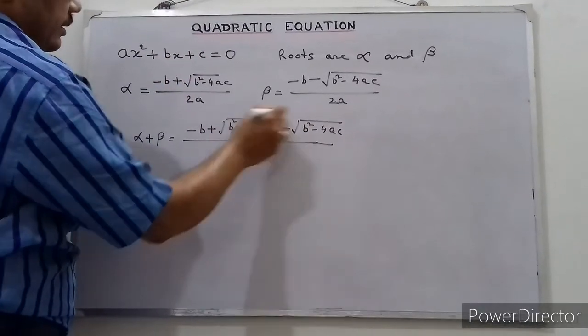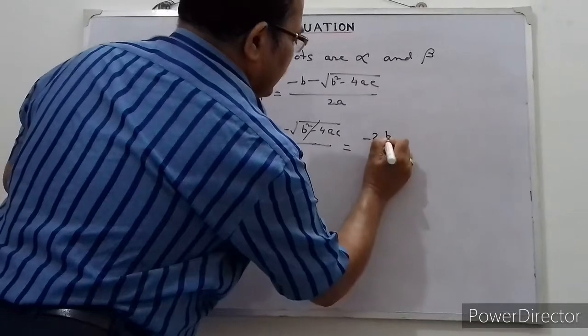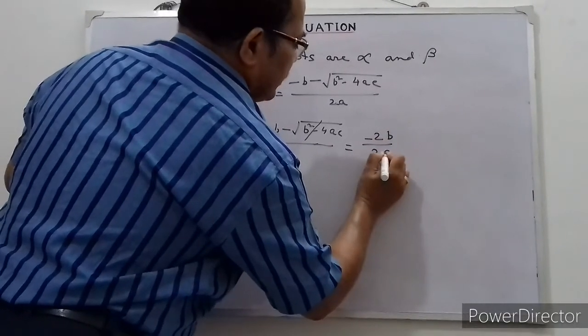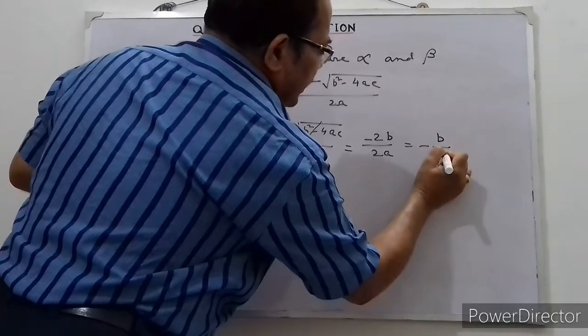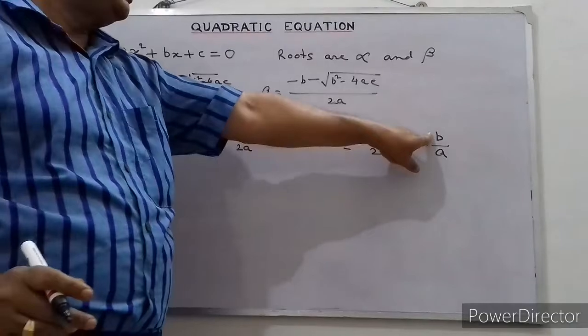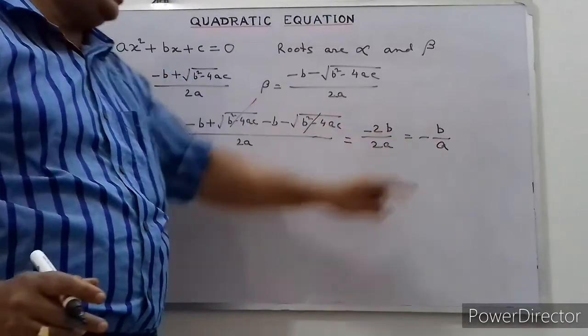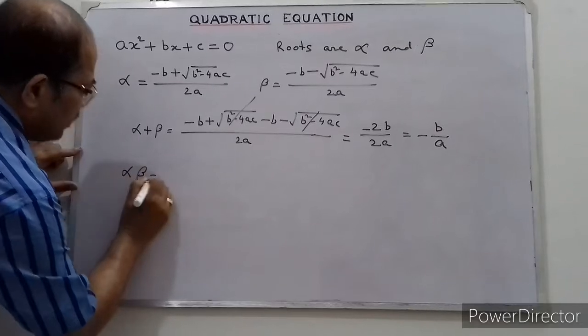This will be cancelled and we will get minus 2b by 2a, or minus b by a. So the sum of the roots is minus b by a. Now the product of the roots, alpha into beta.